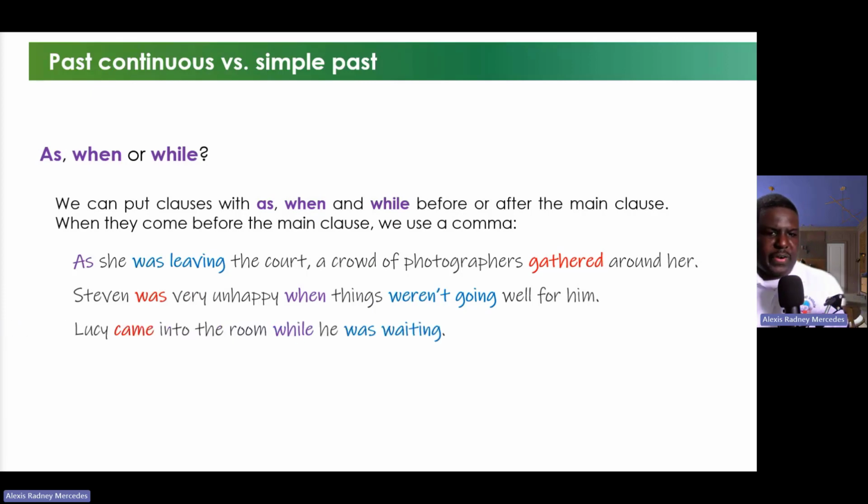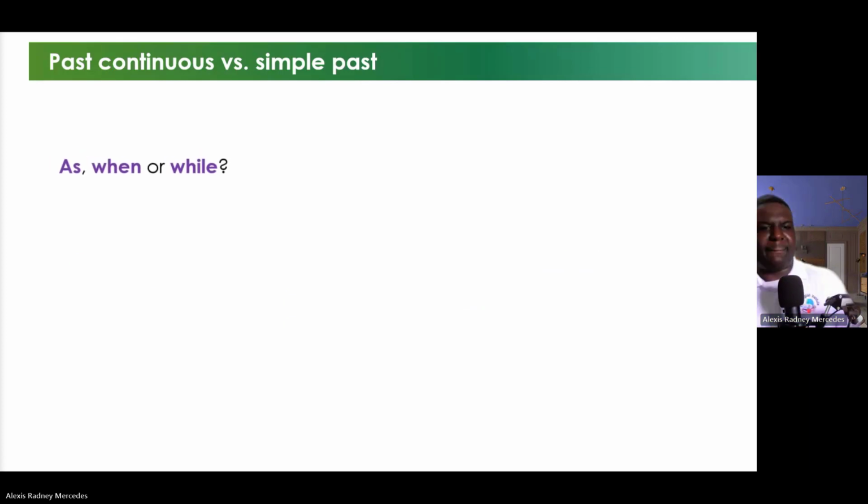Lucy came into the room while he was waiting. As you can see here, while is in the middle, so you don't use a comma. But if it is at the beginning, you use a comma. Okay? Let's go to the next one.